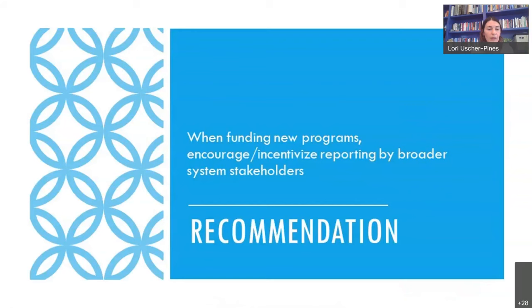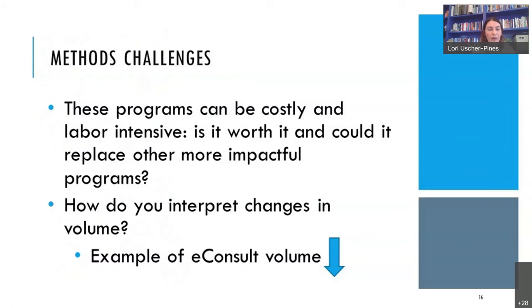Next slide. So a key recommendation, when funding new programs, is to encourage and incentivize reporting by broader system stakeholders. For example, consider partnering with Medicaid and local health plans to make sure that you get the bigger picture and you're not just getting some of the process measures that you can see in the primary care provider settings that are implementing the program. Okay, next slide. Just a few more methods challenges before I wrap up.